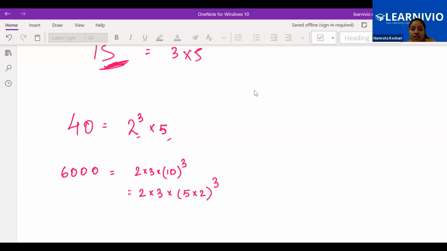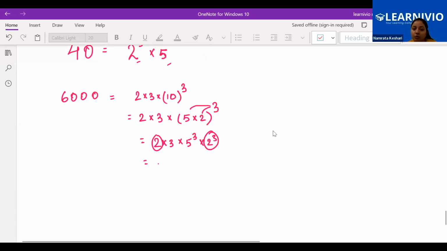Rule of exponent says just distribute the exponent. So we will be having 2 into 3, here 5 will take the power 3 and 2 will also take the power 3. So we will be having 2 to the power 3 here, 2 to the power 1 there. Rule of exponent again and again we are applying: a to the power m into a to the power n says a to the power m plus n. So I am going to add the exponents of 2 and 2. So it will be 2 to the power 3 plus 1, that is 2 to the power 4 into 3 into 5 cube.